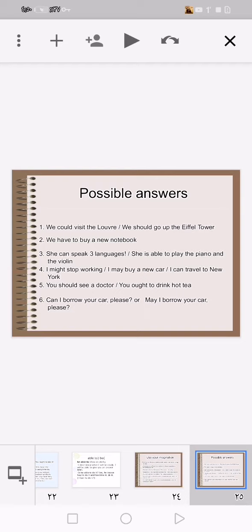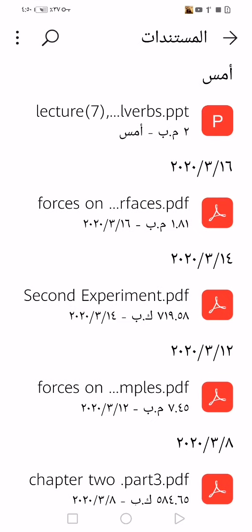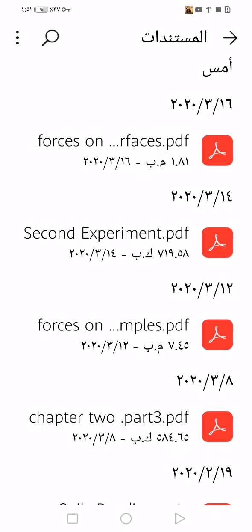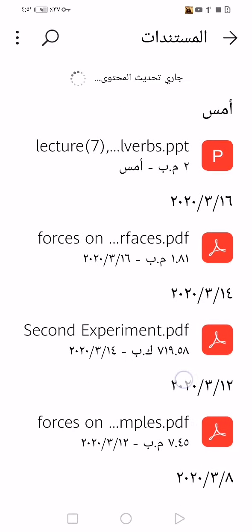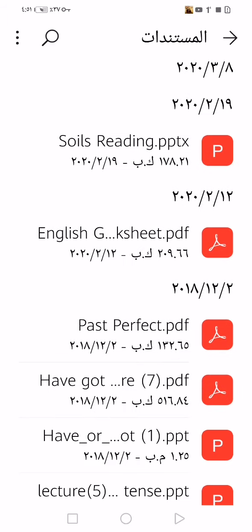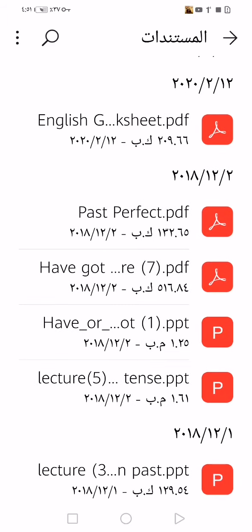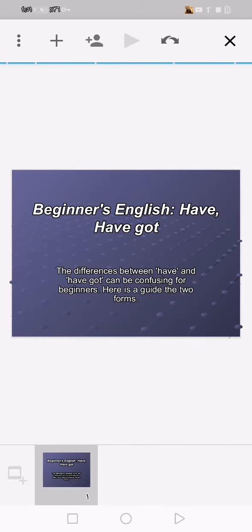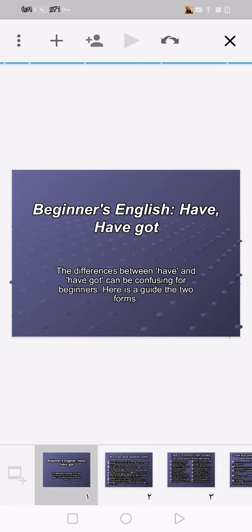طبعاً طلاب إحنا خلصنا هذا الـ PowerPoint. نرجع إلى الموضوع اللي بعد طلاب. ما الفرق بين الـ have to and have got to؟ أكو فرق لما أنت تستعمل have to بالجمل أو تستعمل have got to. Beginners English. Have got.